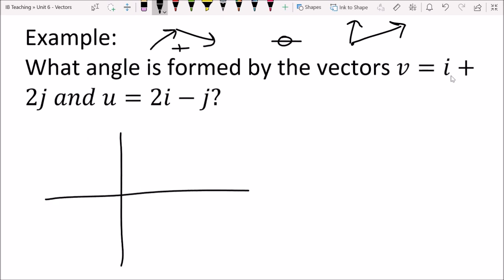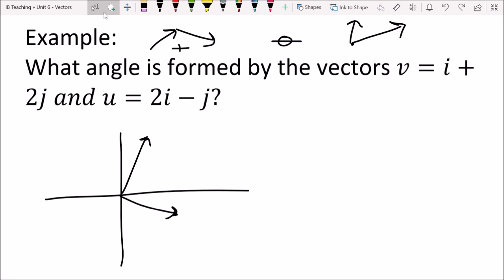All right, let's do our vectors. That's i plus 2j, so 1 to the right and up 2, so maybe somewhere up here. And 2i minus j, so 2 to the right and down 1, so maybe somewhere in here. Notice, we actually have 2 angles. We have the angle on the right side, and the angle on the left side. They're not the same angle, so which one do they want? When they ask for this, they're always asking for the smaller angle of the 2.